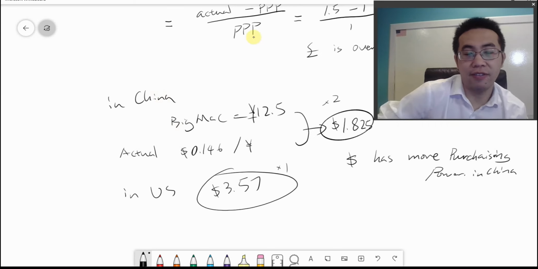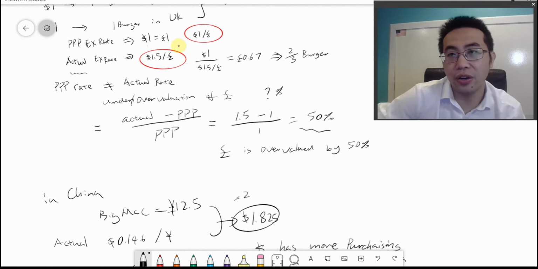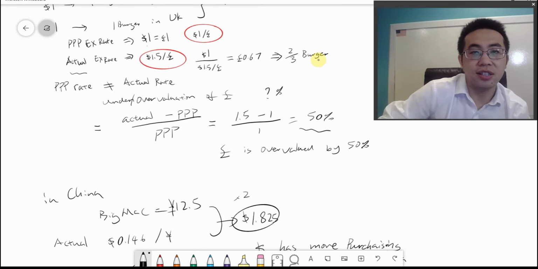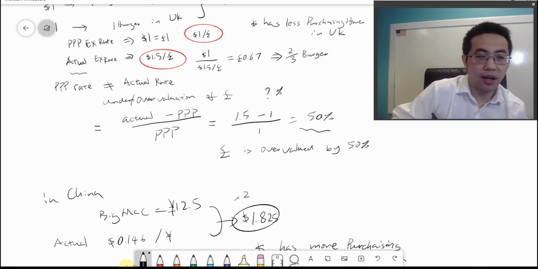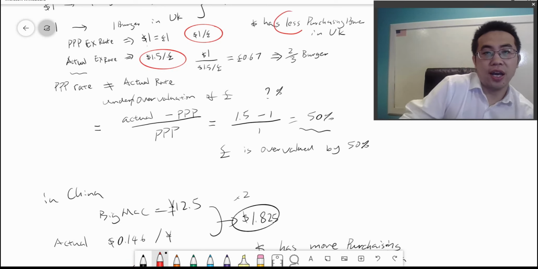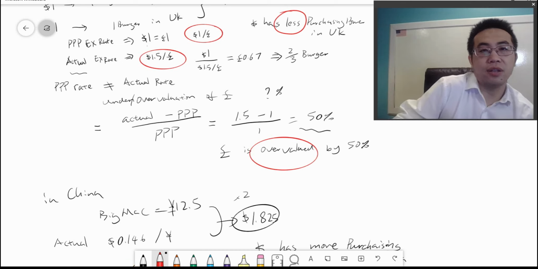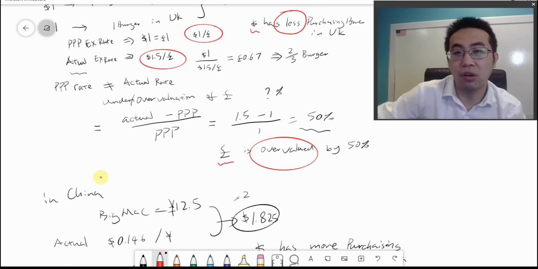But what about in our previous example? With the same dollar, if you have $1, you buy one burger in the US, but you can only buy 2/3 of a burger in the UK. So in this example, the dollar has less purchasing power in the UK. If the dollar has less purchasing power in the UK, then that means the British pound is overvalued. If a dollar has less purchasing power in one country, then that country's currency is overvalued.